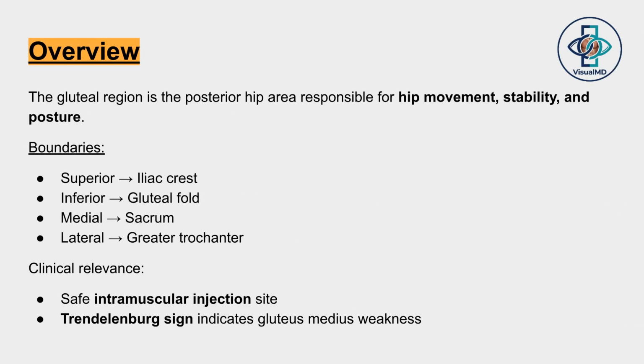The gluteal region is the posterior hip area essential for hip movement, stability, and posture. The boundaries include the iliac crest superiorly and the gluteal fold inferiorly. Clinically, it's a common site for safe intramuscular injections, and the Trendelenburg sign indicates weakness of the gluteus medius.